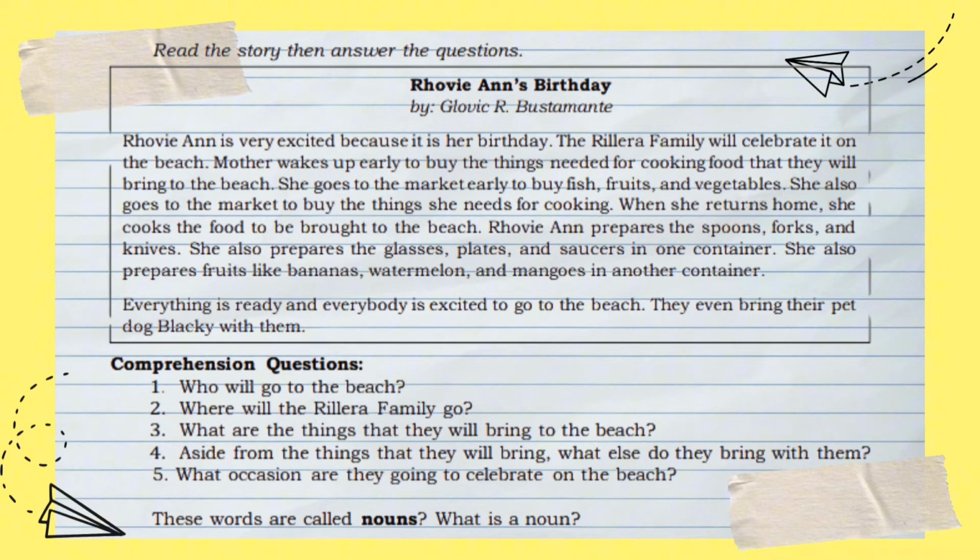Okay, so aside from the things that they will bring, what else do they bring with them? So they never forgot their pet, Blackie, so they bring Blackie with them to the beach. What occasion are they going to celebrate on the beach? So they're going to celebrate Rovi Ann's birthday. So these words are called nouns. So what is a noun? So again, it is the name of a person, places, things, animals, and events.